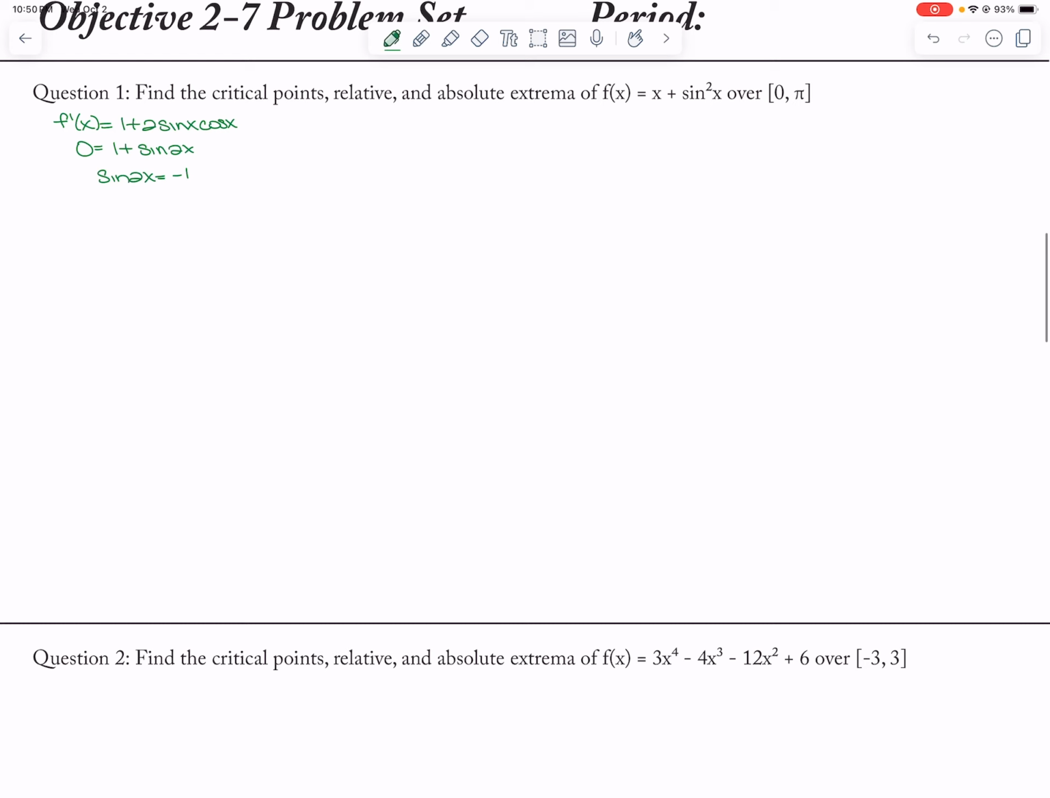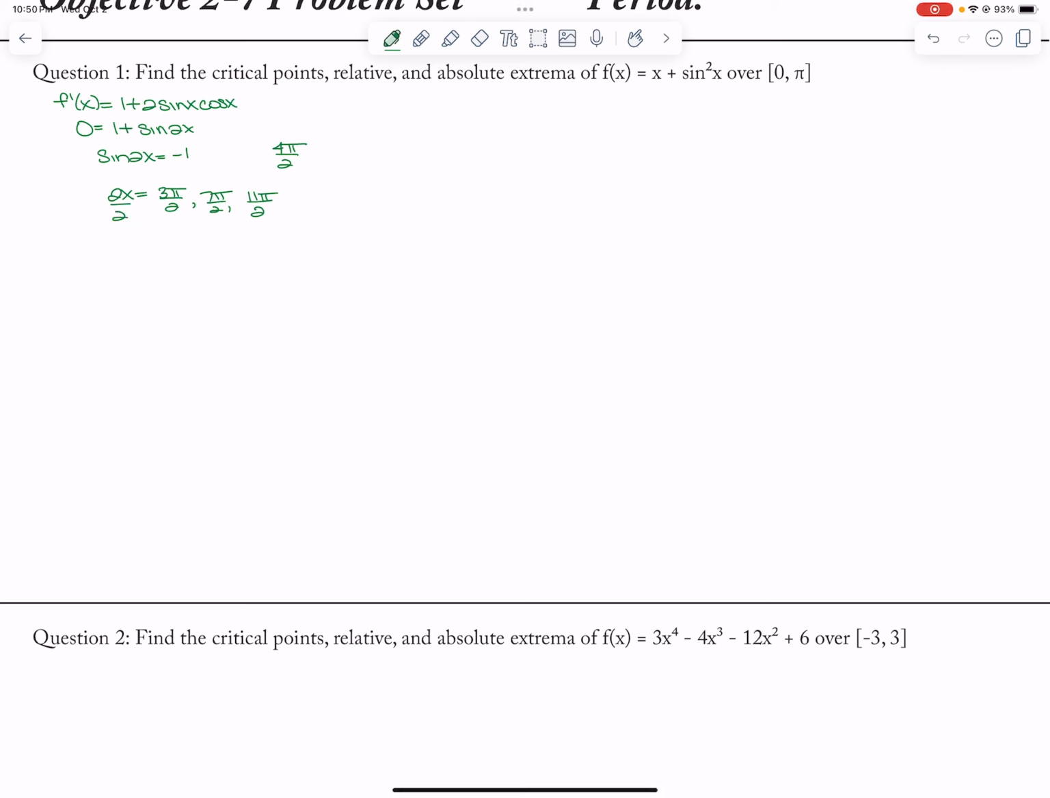And then I want 2x. It is 3 pi over 2. And then I'm adding 4 pi over 2 to give me the 2 pi. So that gives me 7 pi over 2, and then 11 pi over 2. Okay, I divide everybody by 2. This is all an advanced math thing. So x is equal to 3 pi over 4, 7 pi over 4, and 11 pi over 4. The only one that actually occurs in the interval that I'm giving you is the 3 pi over 4.